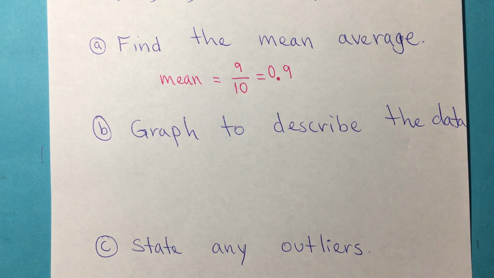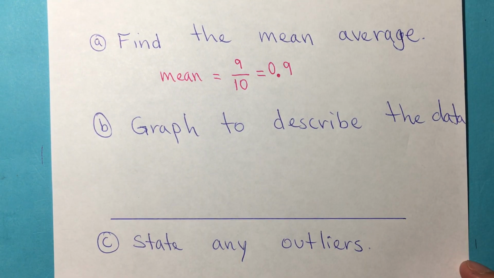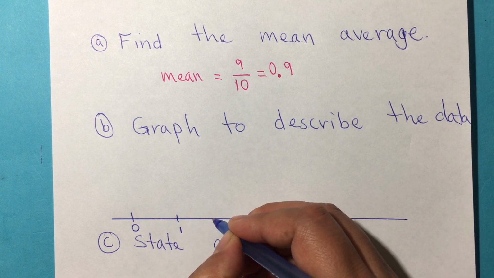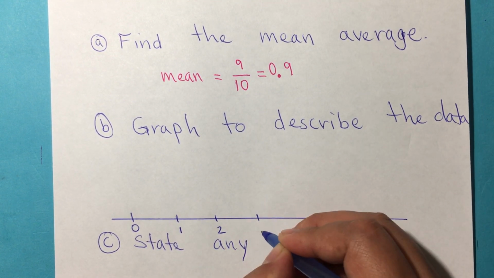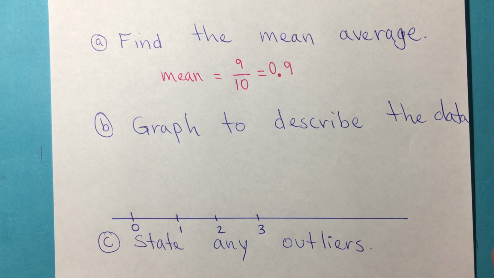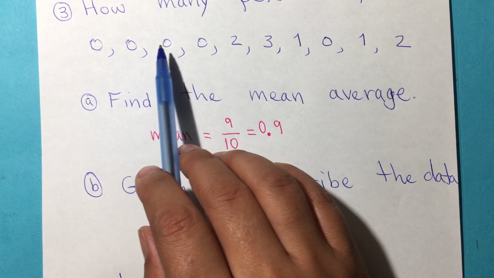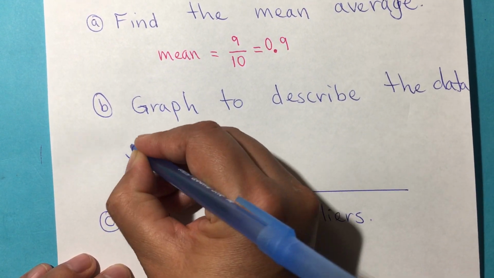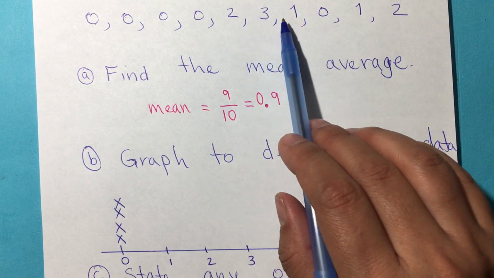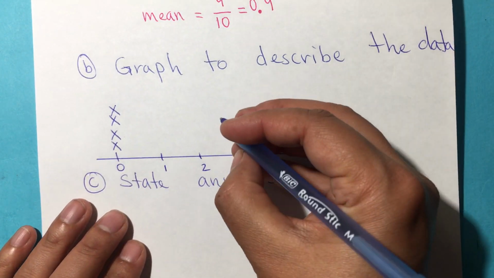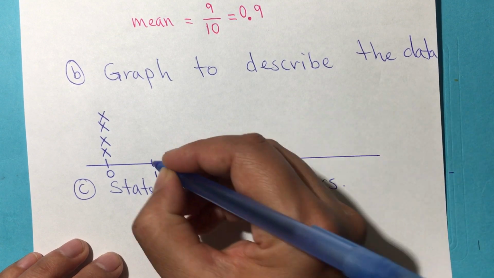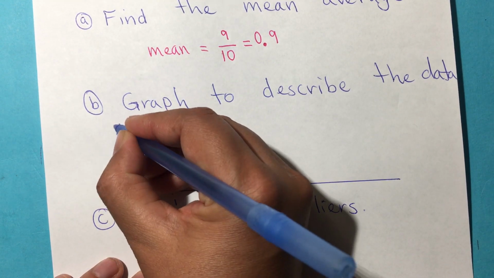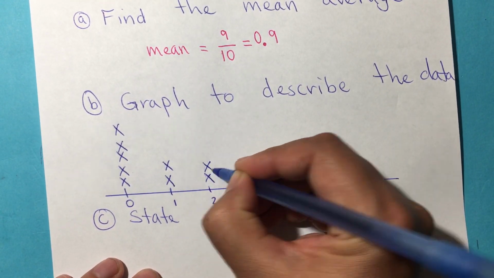Graph to describe the data. And we don't need that many. So 0, 1, 2, 3. That's all we need. We have 1, 2, 3, 4 zeros. So 1, 2, 3, 4. 2 and a 3 and a 1. 2, 3, 1. 0, 1, 2.